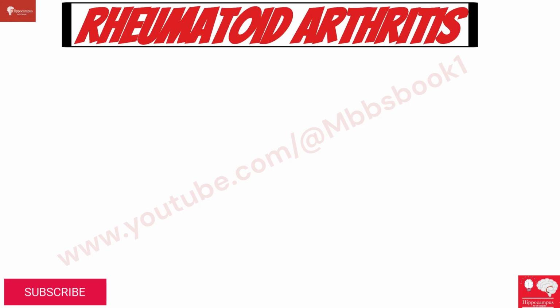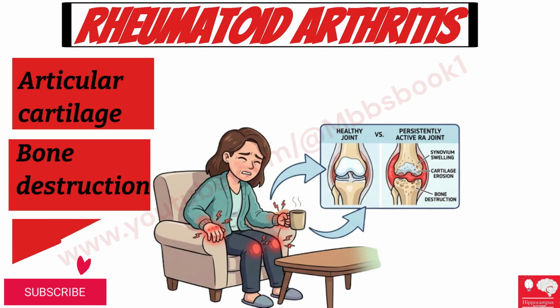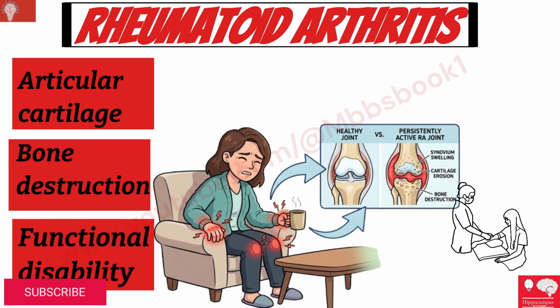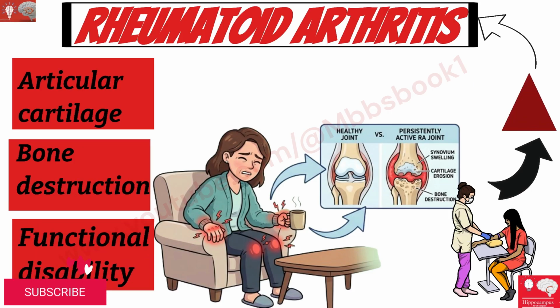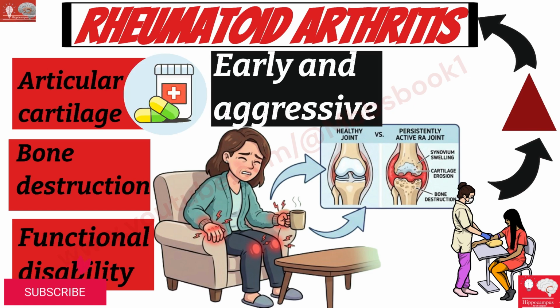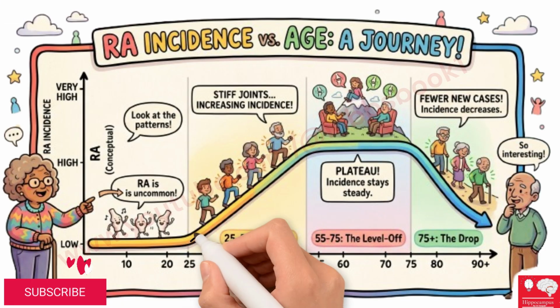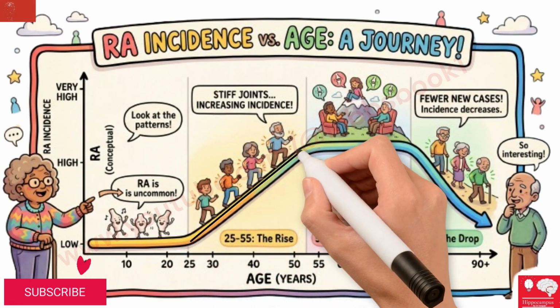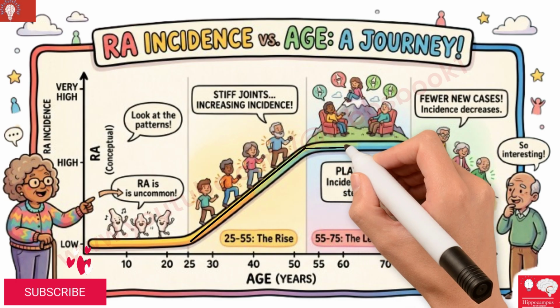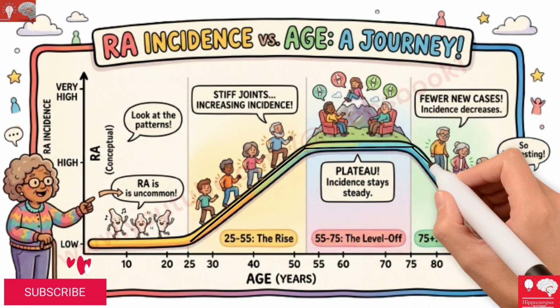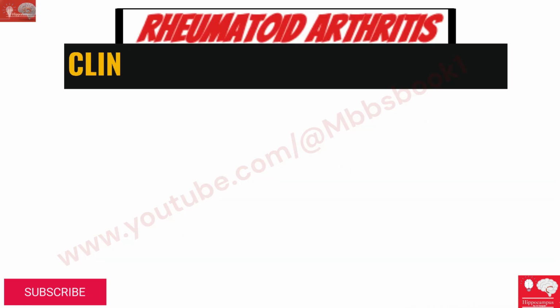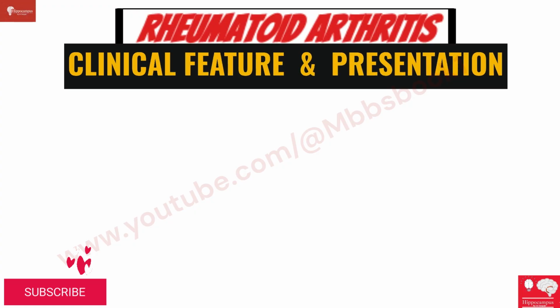Since persistently active RA often results in articular cartilage and bone destruction, as well as functional disability, it is vital to diagnose and treat this disease early and aggressively before damage ensues. The incidence of RA increases between 25 and 55 years of age, after which it plateaus until the age of 75 and then decreases.